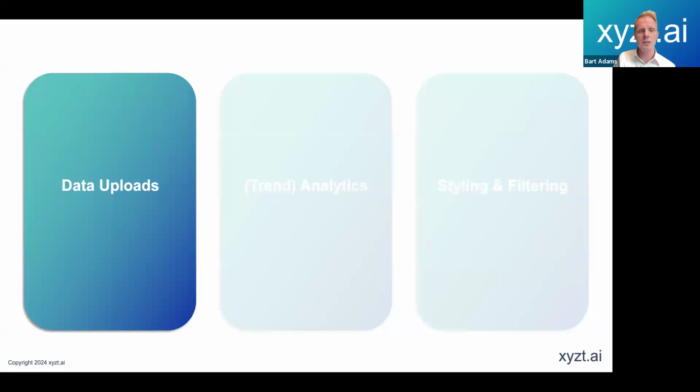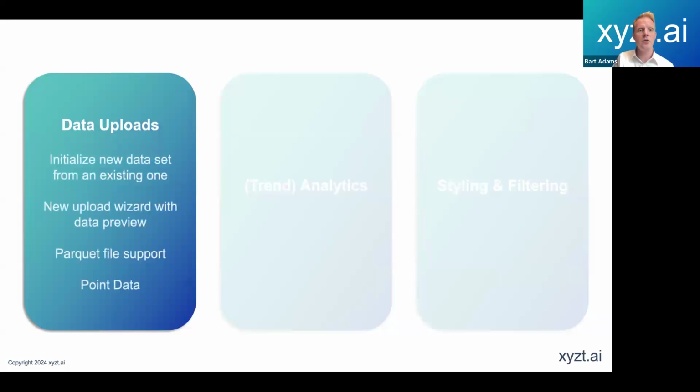And for data uploads, we did quite a bit of improvements and new features over the summer. First of all, you can now create a new data set from an existing one. And that means that you can basically start with the entire configuration of an already existing data set, and then you just have to upload the new data. You don't have to care about adding or configuring any of the data properties anymore. We also have a new upload wizard. It's super handy, and I'll show it in a minute, which gives you a preview of your data, and it allows you to much more easily configure all the different data properties.